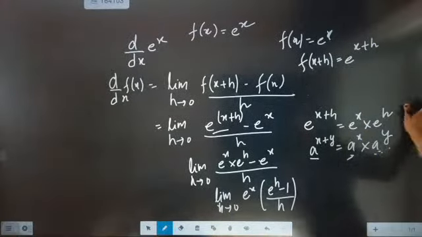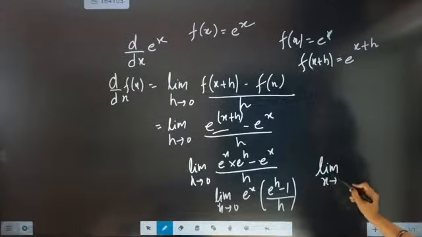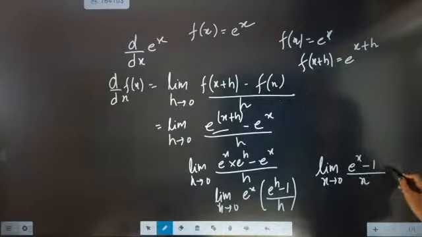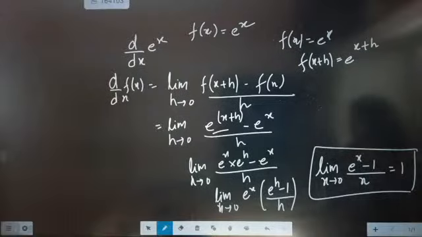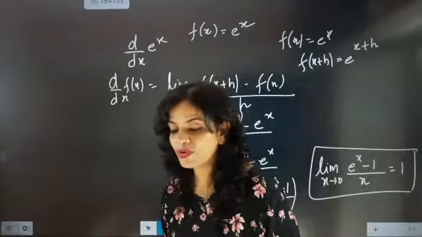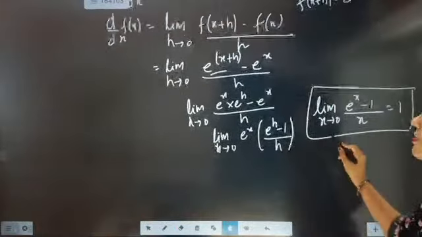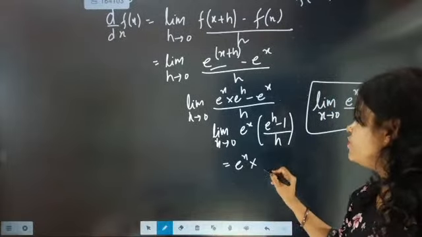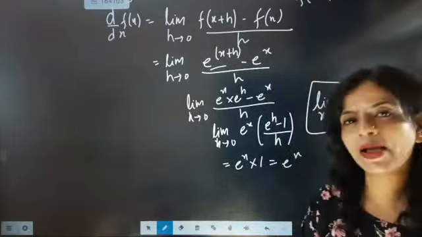So now we know one formula, and that formula is limit h tends to 0, e to the power x minus 1 by x equal to 1. This is the formula which we have used in the limit. So now this directly will become equal to 1. So this will become e to the power x into 1, equal to e to the power x. This is exactly the direct application.